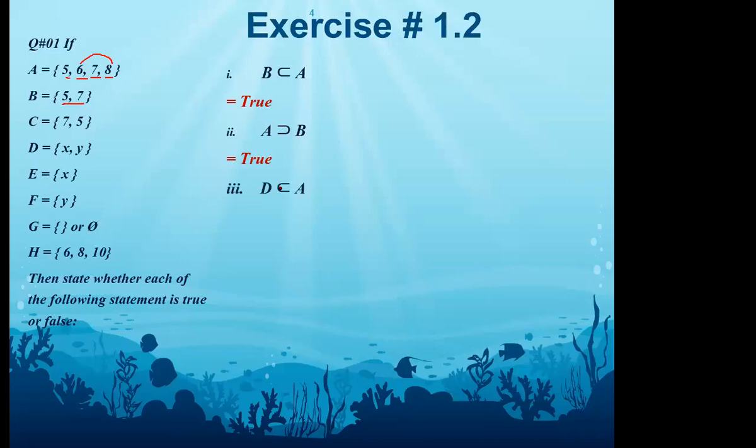Now you have to know how to read it. Here it has a closed phase. So D is the subset of A. Here you have the set D, and the elements of D are X and Y, and the elements of A are 5, 6, 7, 8. Completely different elements. If the elements are different, obviously it will not be a subset. So simply you will write that this is false.